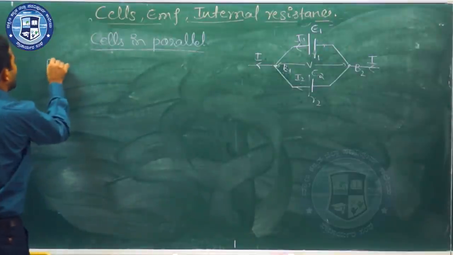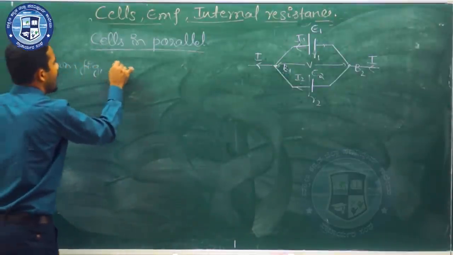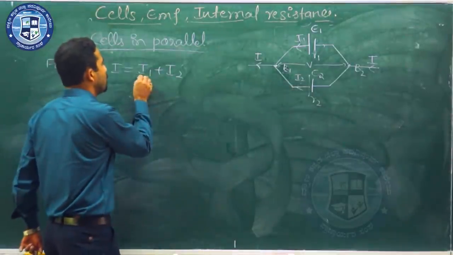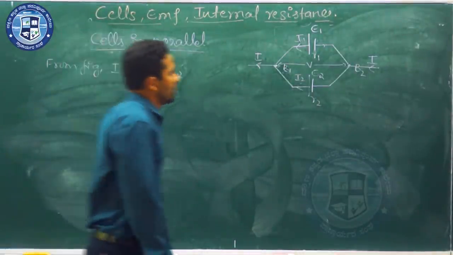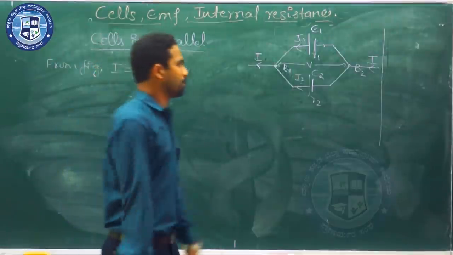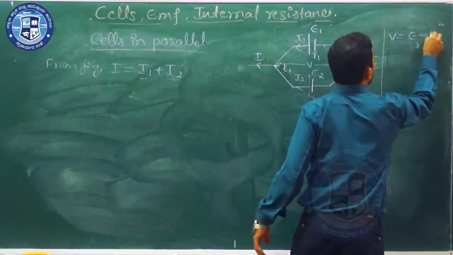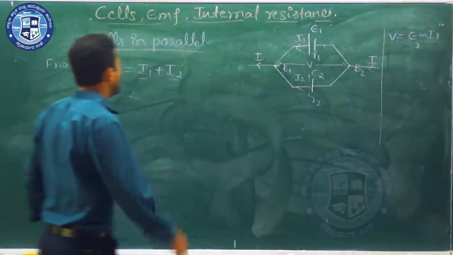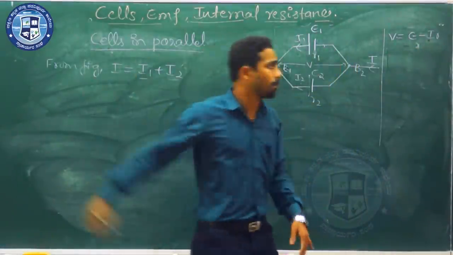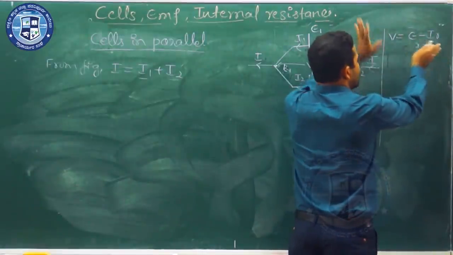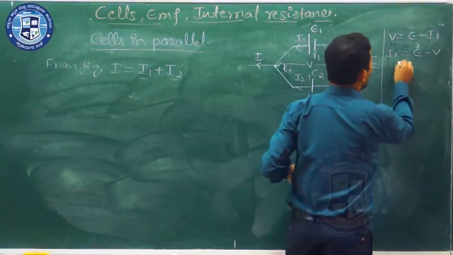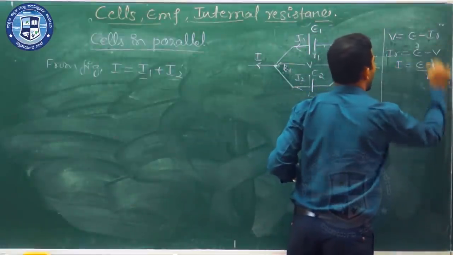Now from the figure, I told you, I equals I1 plus I2. Now let us substitute the values for I1 and I2. We already know the equation for potential across a cell. That is V is equal to E minus I R. What do we have to find out here? I1. That means let us rearrange this equation in terms of I. Let us take the minus I R to the LHS and V to the RHS. That becomes I R equal to E minus V. So I equals E minus V by R.